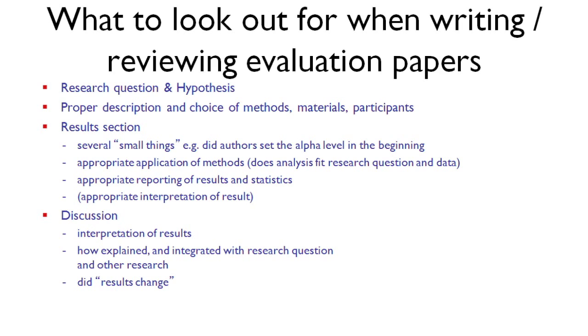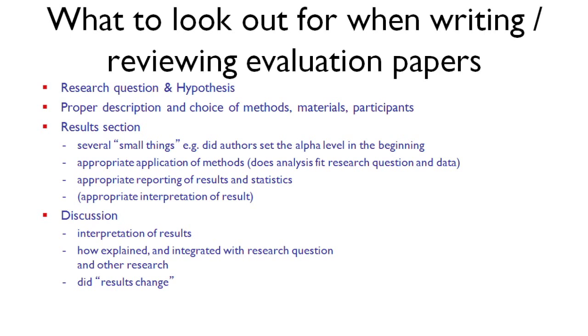In the results section, were the right methods used and applied in a correct way? There are several small things you would look out for. We talked about the alpha level for hypothesis testing. Was this set before they started to do the test, or are they just quite liberal in floating and adjusting the alpha level afterwards, which shouldn't happen normally?